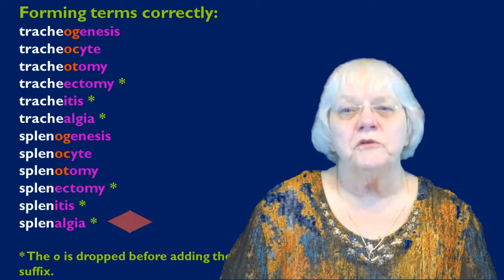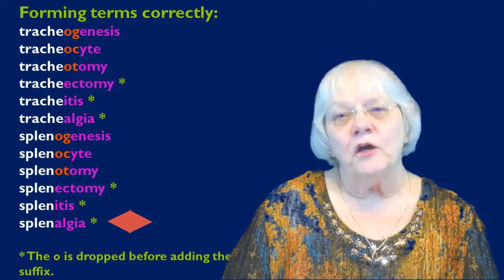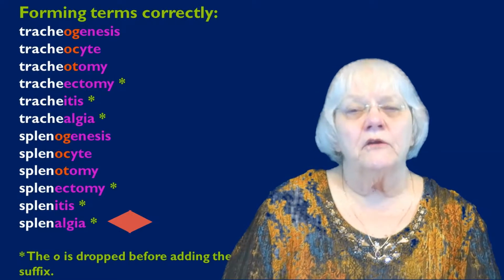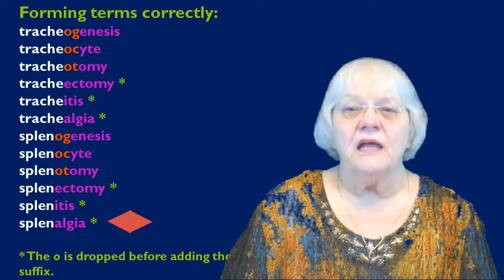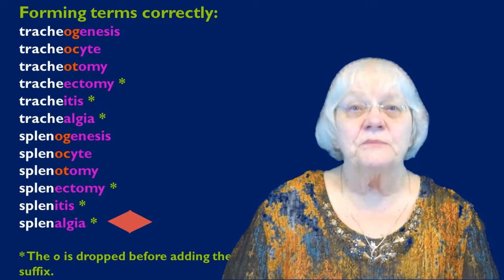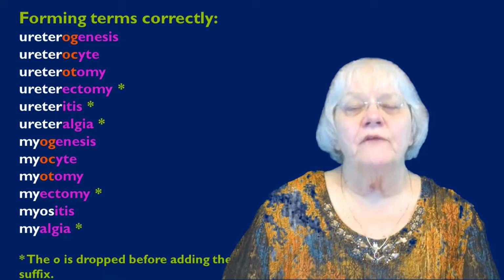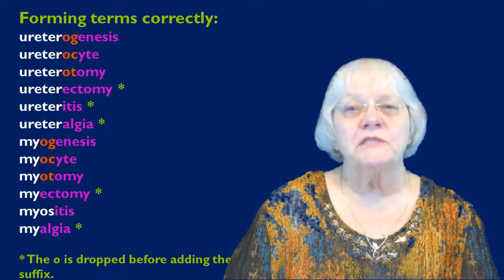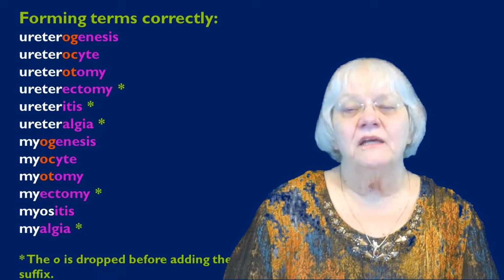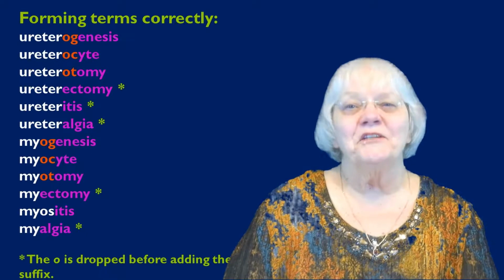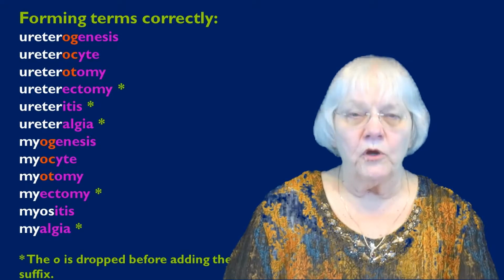Notice that when you do that, look at the last word on the slide, splenalgia. When you drop that O, the first letter of that suffix beginning in a vowel just remains the same. So algia means pain, splenalgia means spleen pain. Here are others. We have ureterogenesis, ureterocyte, ureterotomy, ureterectomy, ureteritis, ureteralgia. All of those same suffixes with the word ureter.